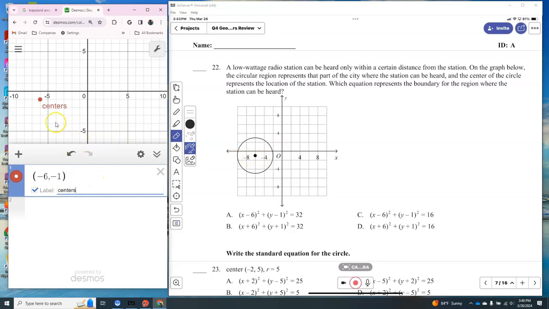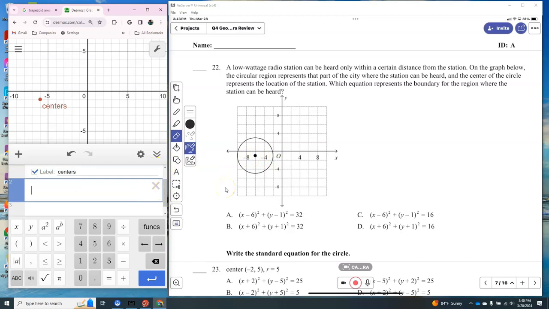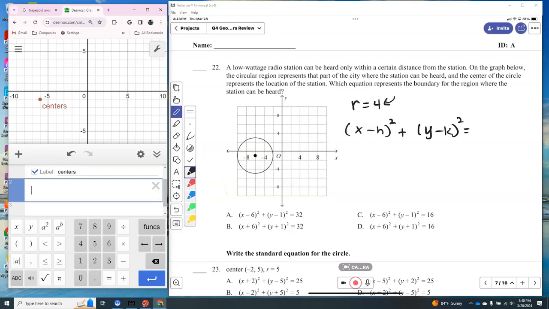So we're going by 2, so this is 2, this is 4, -4, and this is -6, and I went down 1. So there is a center. What is the measurement of the radius? Well, it's going to be 1, 2, so it's 4. So remember that if the radius is 4, then in the equation, you have to square this. So 4 squared is going to be 16. So automatically you know that the answer has to be either C or D.